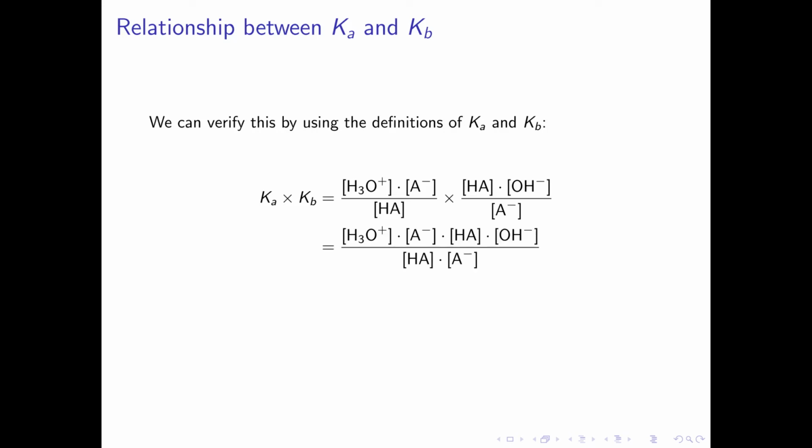When we combine these terms, we get the product of hydronium ion concentration, A minus concentration, HA concentration, and hydroxide ion concentration in the numerator, and the product of HA times A minus concentration in the denominator. We can immediately see that the HA and the A minus concentrations cancel out, leaving us with the hydronium ion concentration times the hydroxide ion concentration. But this is just equal to Kw, and we have verified the previous expression.